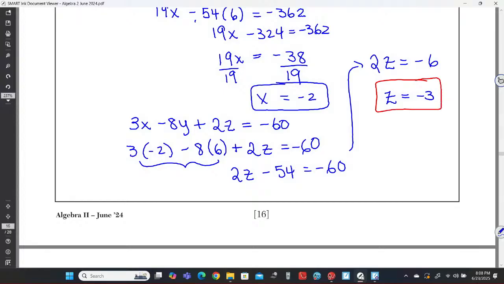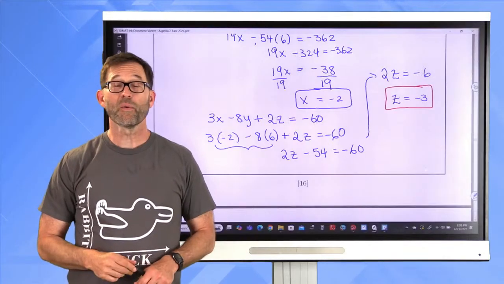And red pen comes out for the win. Red pen for the win! And there we have it.